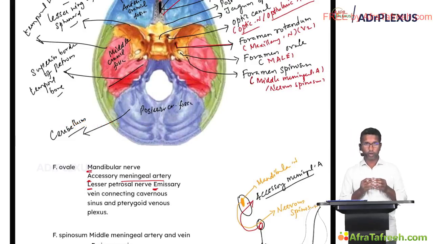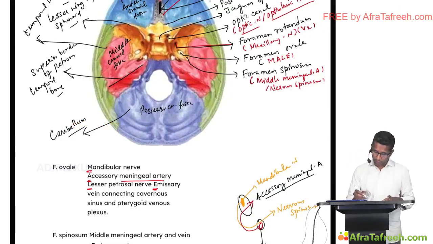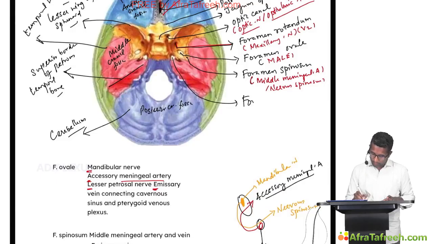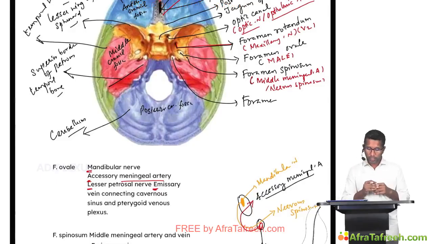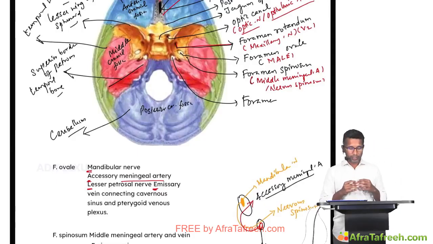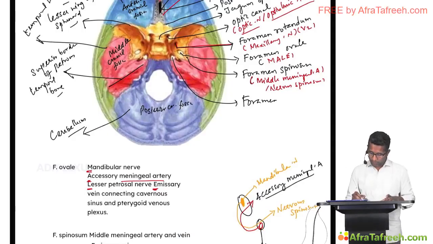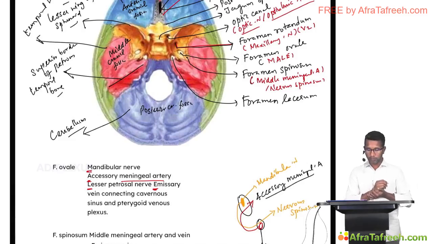So these three bones join at one area where you get a foramen, and this foramen is called the foramen lacerum. It means torn. Usually a foramen is perfect, a round structure, but this foramen is shattered here and there, and the margins are not clear. It is like a lacerated wound, that is why it is called foramen lacerum.